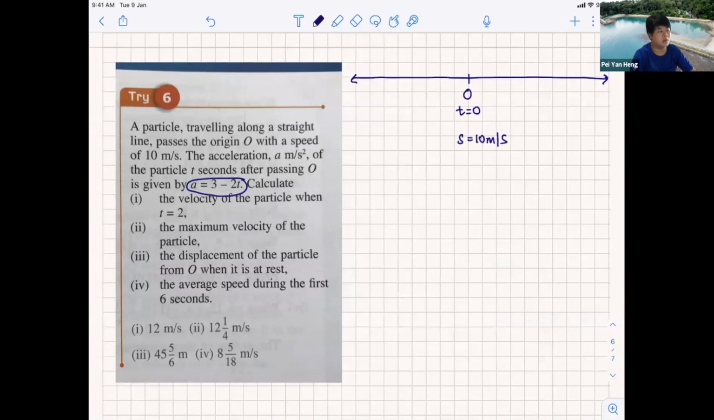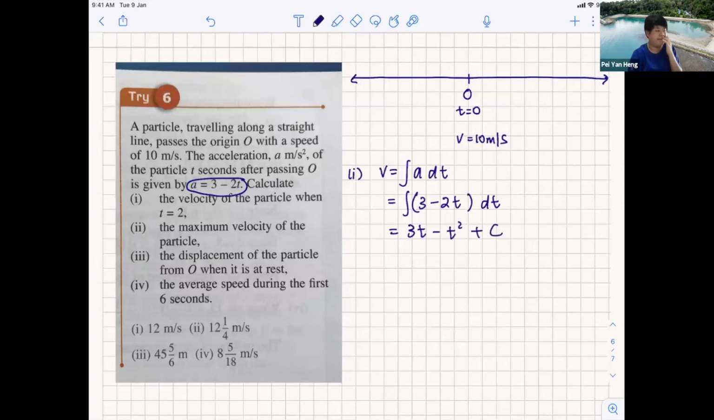Calculate the velocity of particle. Oh, sorry, speed. I put in the wrong notation, v. Okay, calculate the velocity of particle when t equals 2. So if you want velocity, you integrate the acceleration. So we're integrating 3 minus 2t with respect to t. So this gives me 3t minus t squared plus c. Okay, it's minus 2 over 2, then t squared. So 2 over 2 is 1.